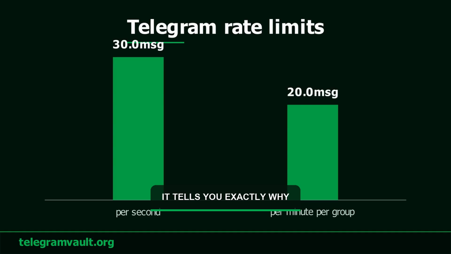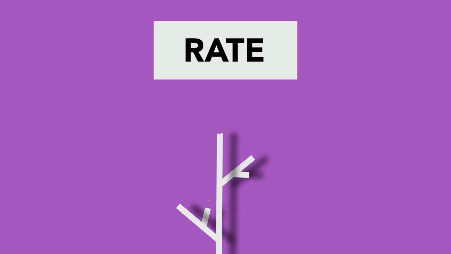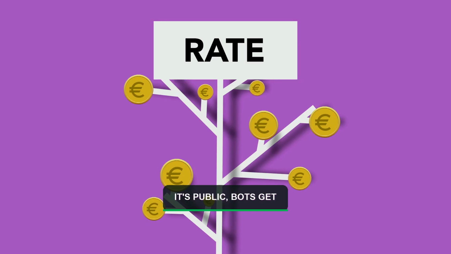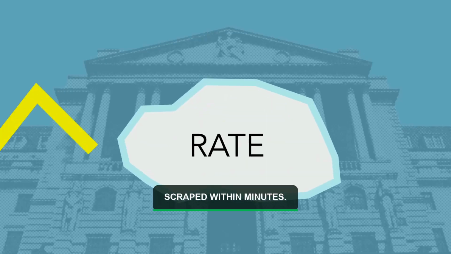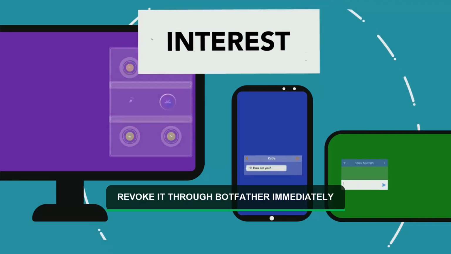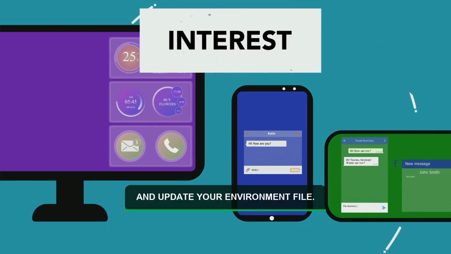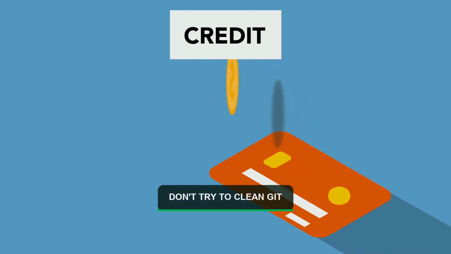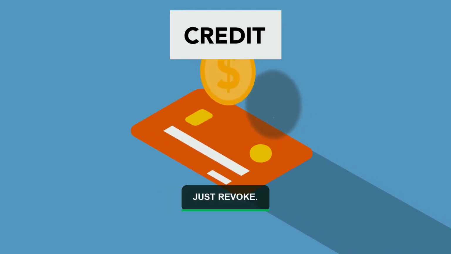It tells you exactly why delivery is failing. Third, the leaked token. If you ever committed the token to a public repo, assume it's compromised the moment it's public. Bots get scraped within minutes. Revoke it through BotFather immediately and update your environment file. Don't try to clean Git history and hope, just revoke.